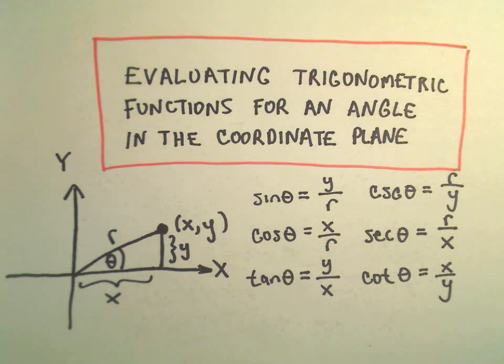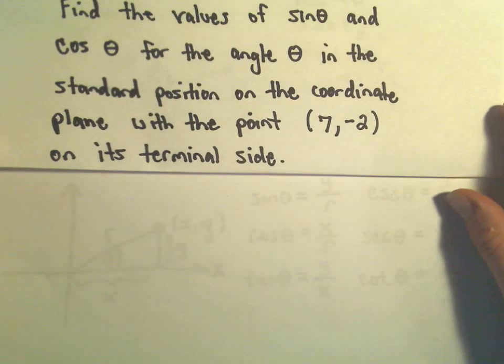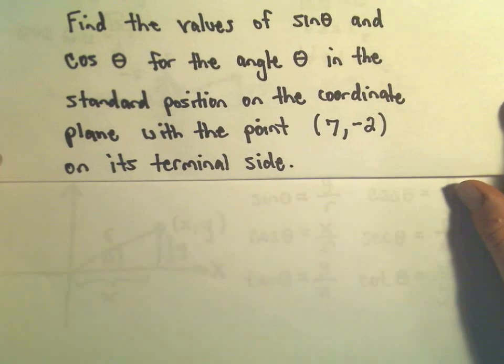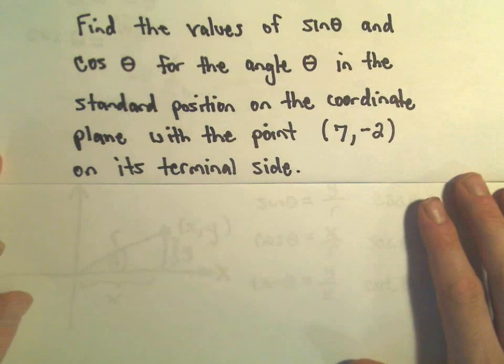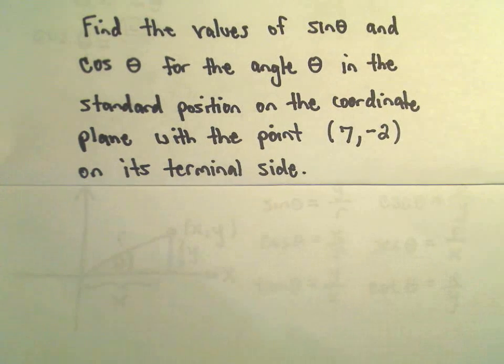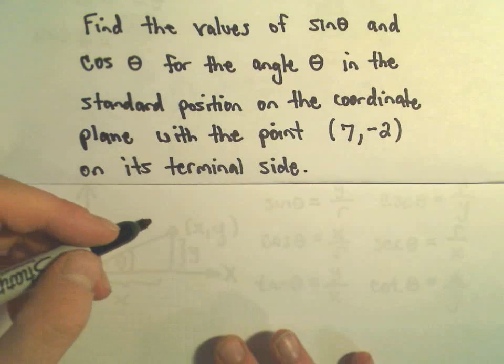Alright, so another example here of evaluating a trig function for an angle in the plane. And again, here are our definitions of sine, cosine, tangent, cosecant, secant, and cotangent. The idea in this problem is that we're given a point on our angle, and we're going to use that to deduce the values of some of the trig functions for that angle. So we're going to find the values of sine theta and cosine theta for the angle theta in standard position on the coordinate plane with the point (7, -2) on the terminal side.